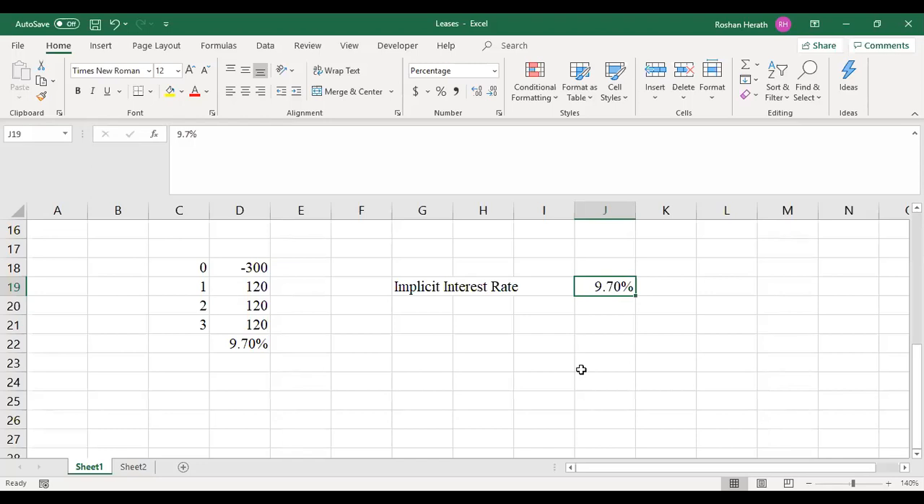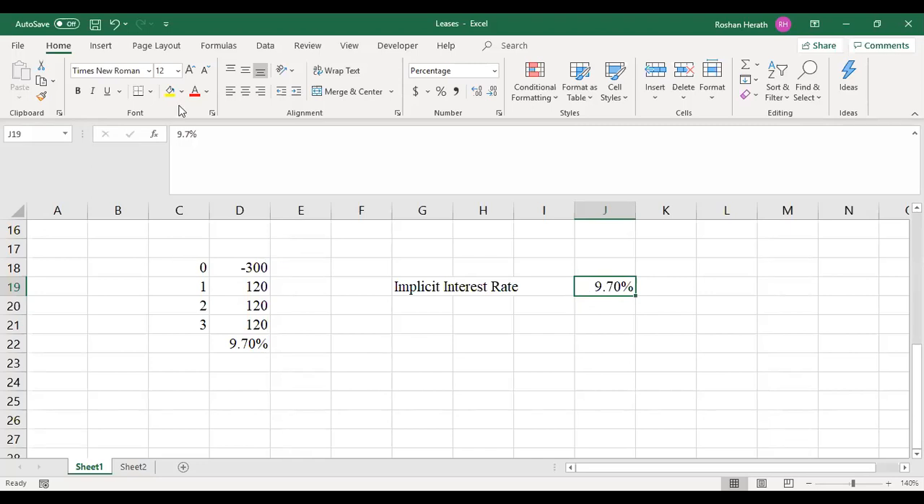The lessee has the interest expense, and the lessor is having the interest income. So if the things are such, your interest income is 9.7.